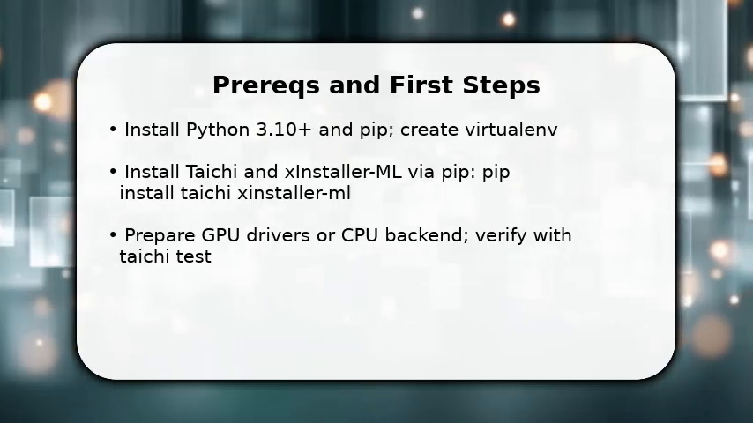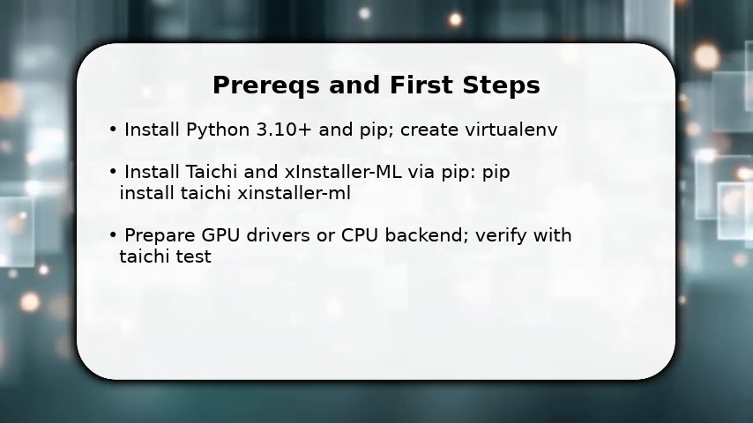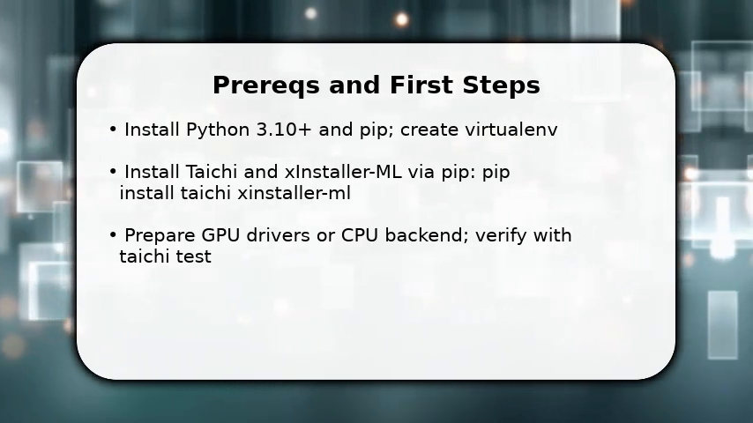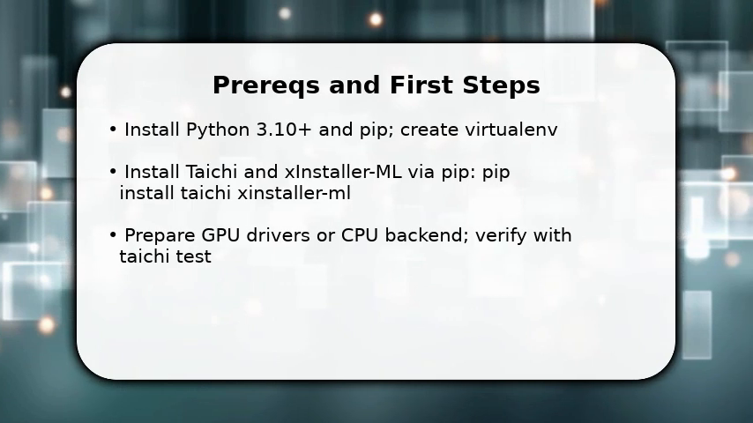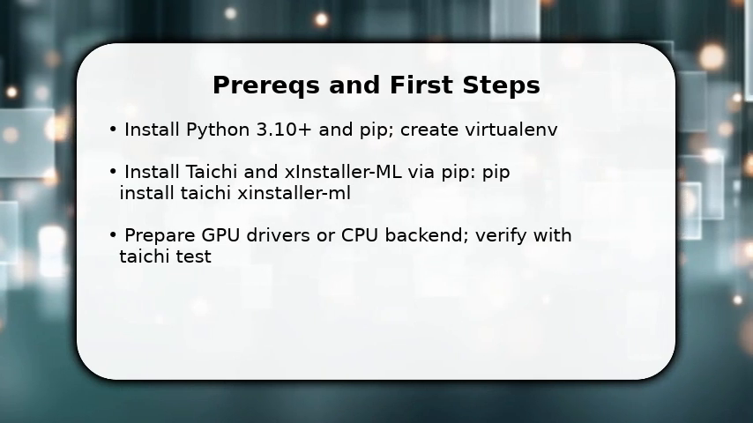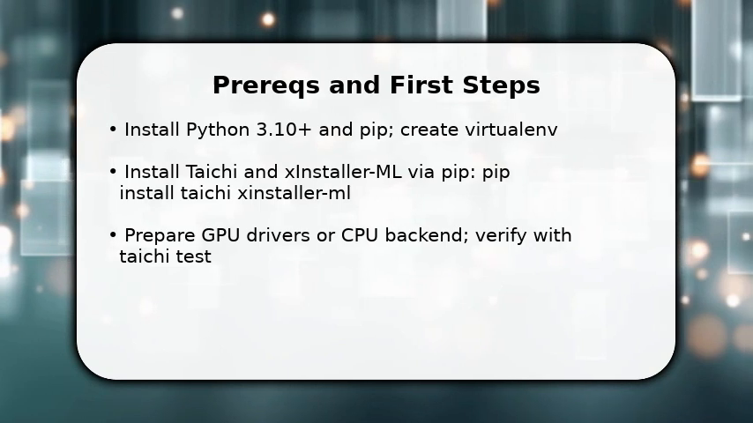You start by confirming prerequisites: Python 3.10+, pip, and a virtual environment to isolate packages. Create and activate the venv, then run pip install taichi xinstaller-ml so dependencies are fetched. Once done, verify Taichi with a quick Taichi test or a small kernel to ensure backends load.